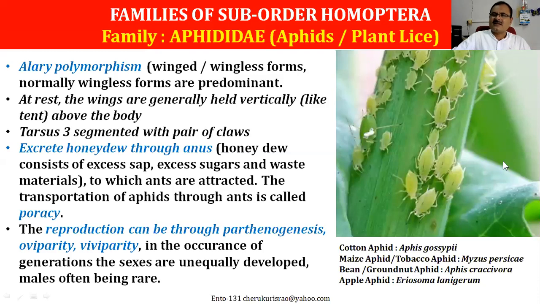The most important taxonomic character you should remember is that they have a pair of cornicles on the fifth and sixth abdominal segments. They are pear shaped, and they have alary polymorphism. They also excrete honeydew, a sweet solution, and that's the reason ants come near. They also have asexual reproduction, which is very common in aphids. I have a wonderful video that will show you the entire life cycle of the aphids.